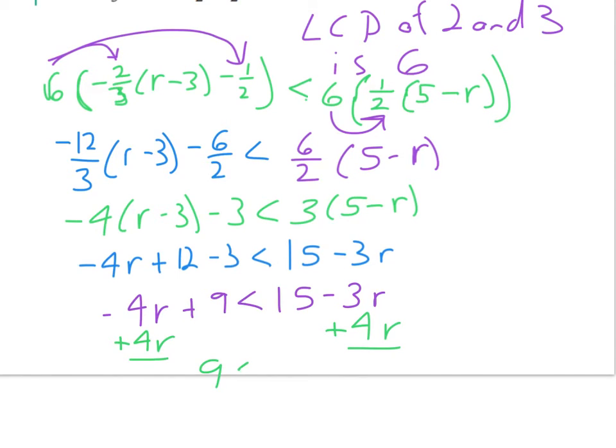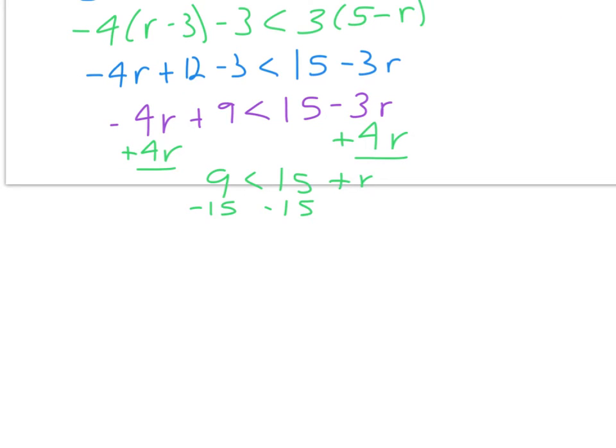So again, here I'm deciding between adding 4r or adding 3r. So I'm going to go ahead and add 4r. That will keep the r's positive, or make them positive, since they haven't been positive yet here. So I get 9 is less than 15 plus r. So we subtract the 15. And the 9 minus 15 is, of course, negative 6. And that's less than r. If you want, you could flip that around. That's the same as r is greater than negative 6.